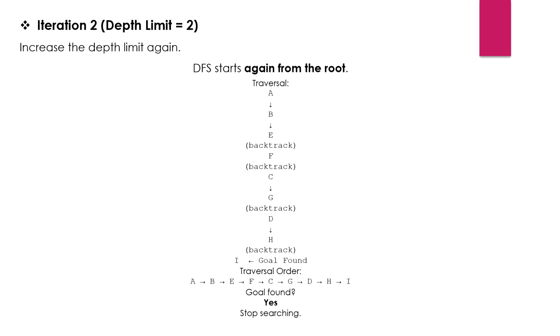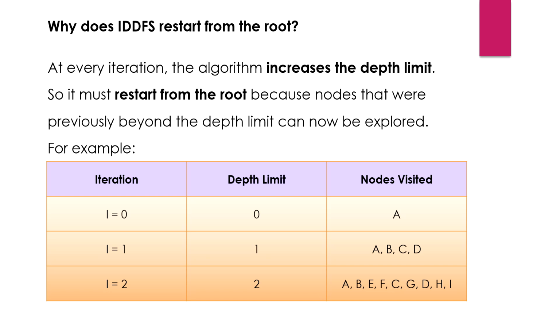This example clearly shows how IDDFS gradually increases its search depth until the goal node is reached. Why does IDDFS restart from the root? At every iteration, the algorithm increases the depth limit, so it must restart from the root, because nodes that were previously beyond the depth limit are now explored.